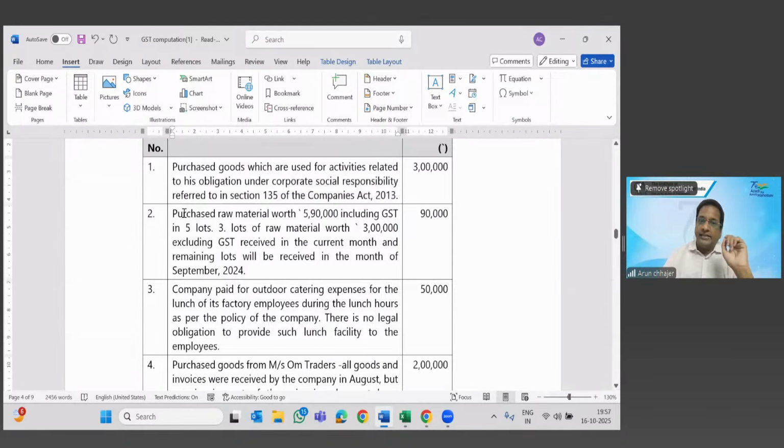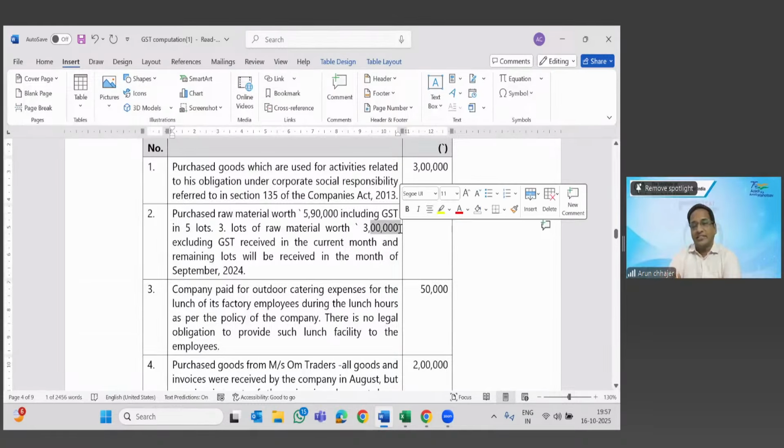Purchase of raw material worth rupees 590 including the GST in five lots. Three lots worth rupees 3 lakh have been received in the current month and the remaining lots will be received in the next month. Can we take the ITC on 3 lakh?